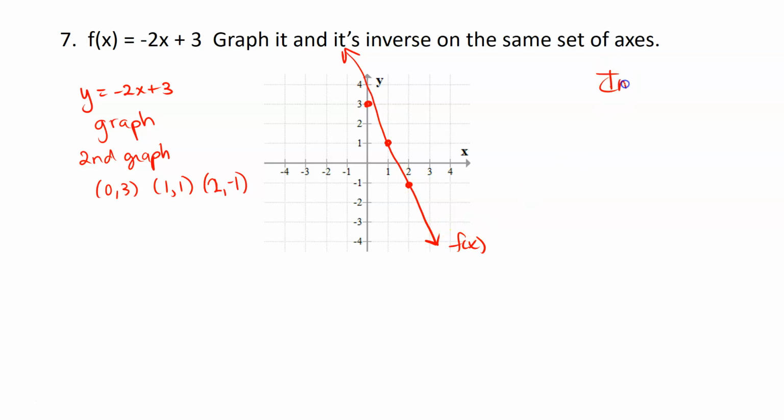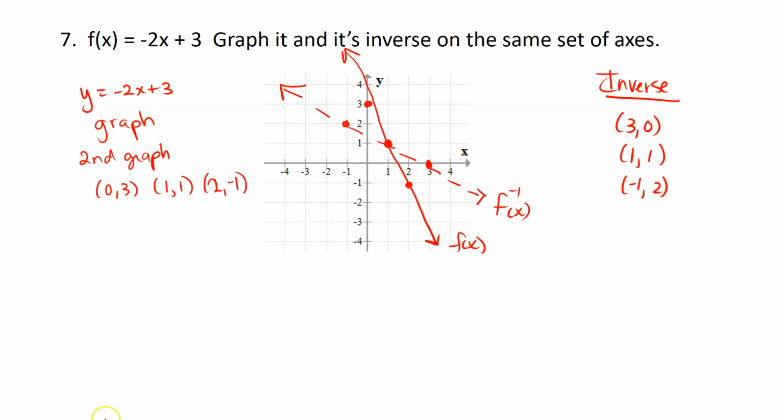Now, to get the inverse, since the inverse is a reflection over the line y equals x, you just turn your coordinates around. The x-coordinate becomes the y-coordinate, and the y-coordinate becomes the x-coordinate. So I get (3, 0), (1, 1) stays (1, 1), and then (-1, 2). That is the inverse, and that works for any function. Find 2 or 3 points, take those points, turn them around, and that will give you the inverse.